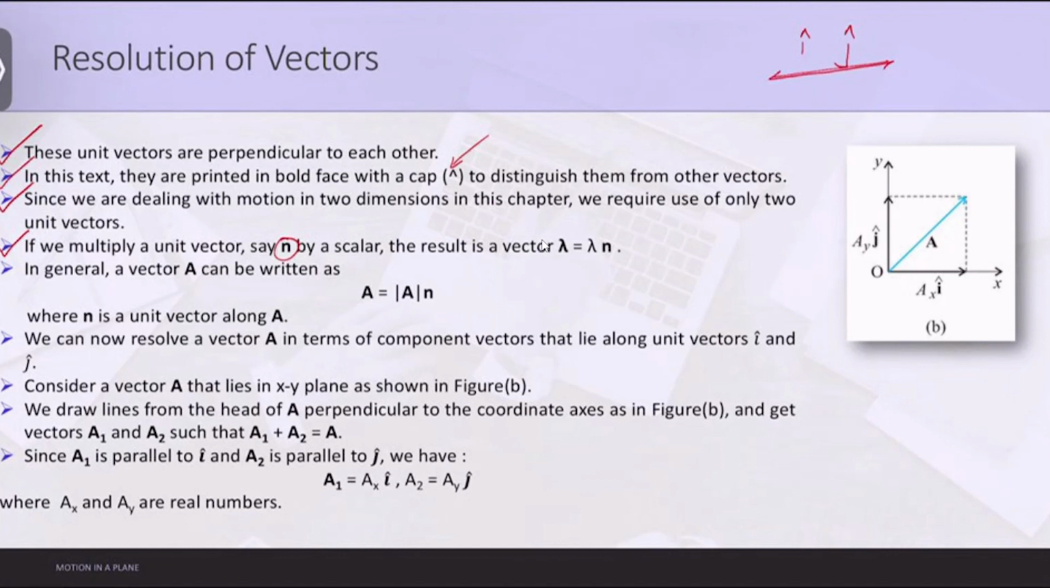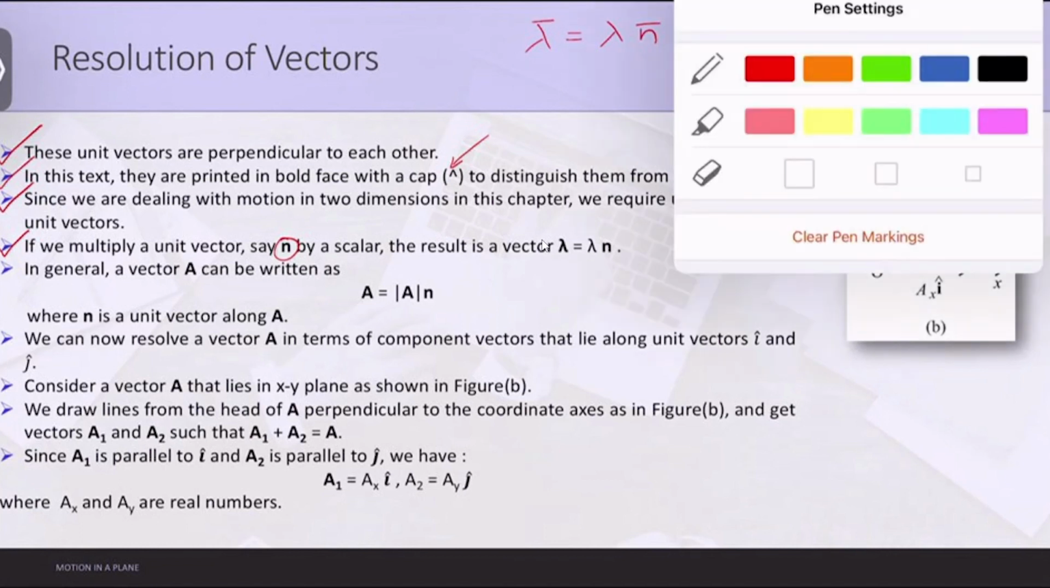the resultant vector will be lambda times n cap. Just to explain what is actually happening here: let us say this is that vector n. What is the magnitude of this vector? The magnitude of this vector is 1.